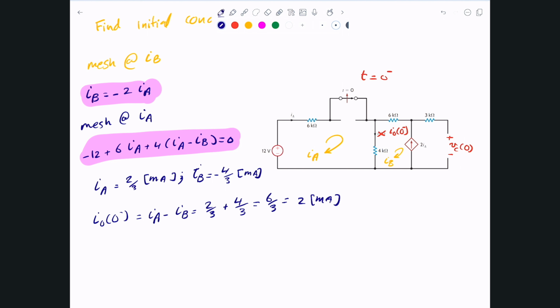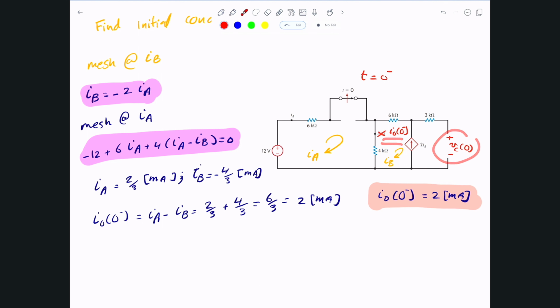Right, so let me just rewrite this one here. I0 minus here is just simply 2 milliamps. So it's right before switching. That's what we have in here. So I'm going to just highlight this in red. Now we'll figure out one of the two things I'm looking for.